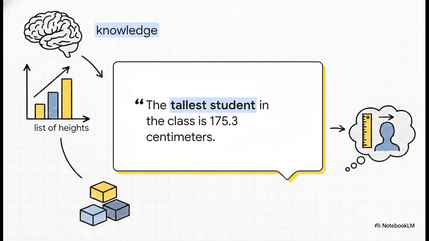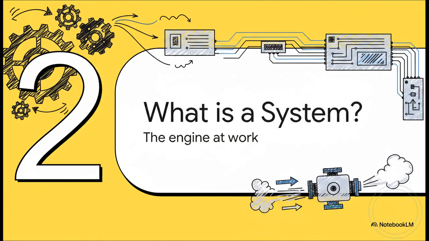So by looking at our information, that list of heights, we can create knowledge. We can say something useful like the tallest student in the class is 175.3 centimeters. See? We can make a clear statement. We can answer a question. We've just completed the whole journey, all the way from a totally random number to a genuinely useful fact. Okay, that's pretty cool. So now we get how meaning is made.